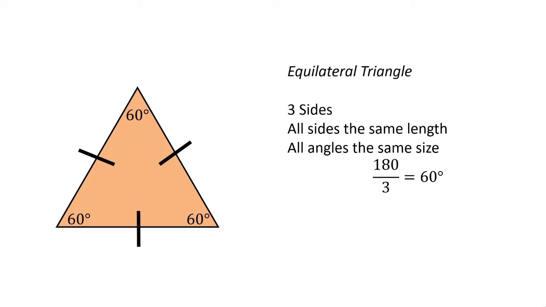And all 3 of those angles are 60 degrees. So if we have a triangle that has 3 60-degree angles, we must also have an equilateral triangle. So equilateral triangle, 3 sides the same length, 3 angles the same size, and those 3 angles are 60 degrees each.